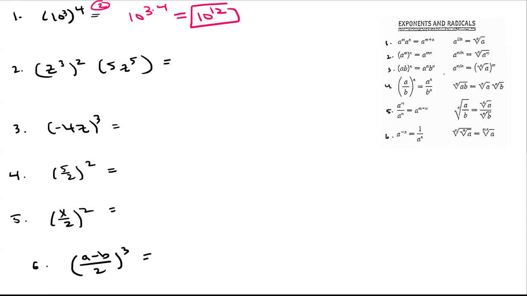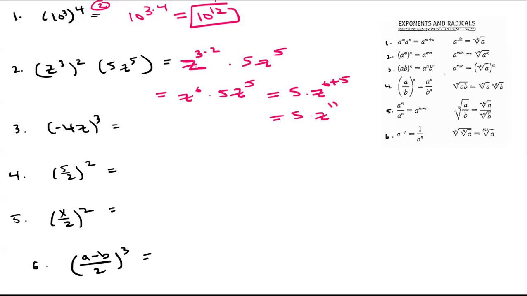So same for this one, right? We have a power raised to a power. So we just multiply it. So that's going to give us z raised to the 3 times 2, and then you have 5 times z to the 5th. So I need to figure this one out first. So z to the 3 times 2 is z to the 6 times 5 times z to the 5th. So that gives us 5 times z to the 6 plus 5, which is 5 times z to the 11th power.